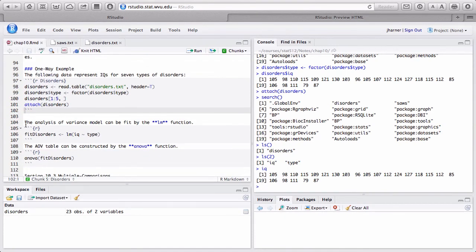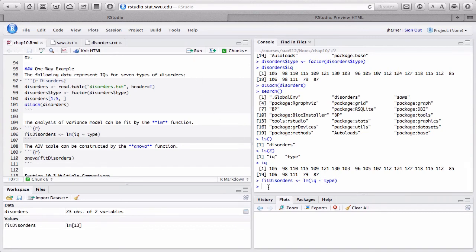So at this point now, I'm going to fit the model, which is IQ tilde type. Now, remember, if I had not made type a factor, you would have 1 degree of freedom associated with type, and it would be like a regression model where I'm trying to predict IQ from these arbitrarily labeled numbers 1 to 7, which would be completely meaningless. So I'm going to fit the object.